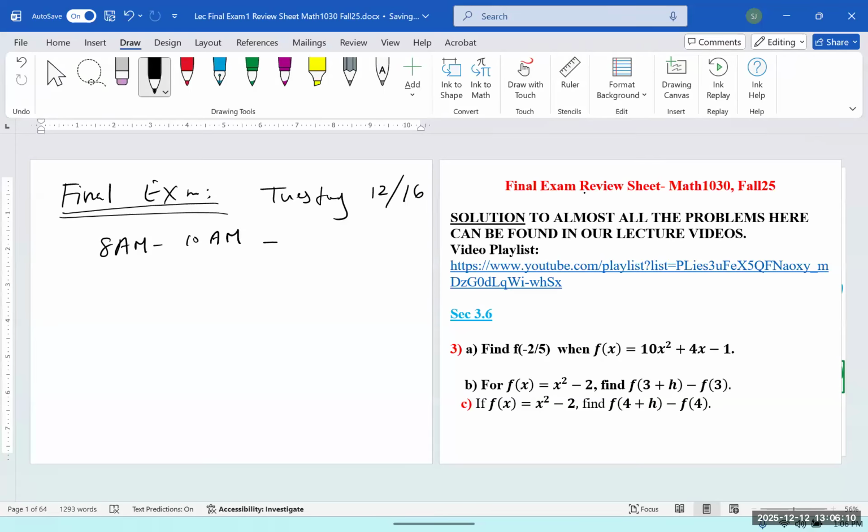Also, bad news: if you are 20 minutes late, you cannot take the final. You go to the math department and talk to them. If you're 20 minutes late, don't even bother going to the classroom. Go to the math department and they'll tell you what to do.